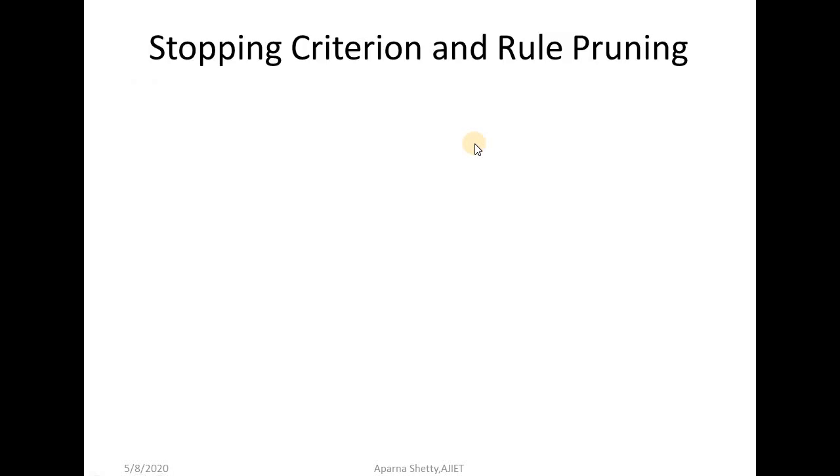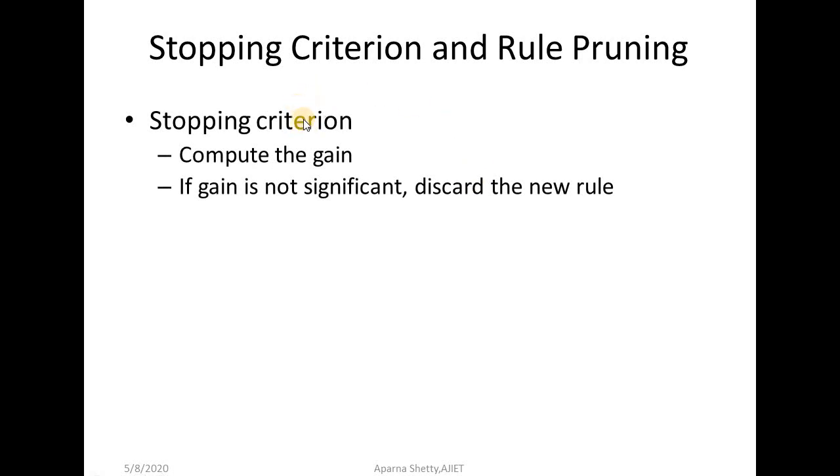Next topic is stopping criterion and rule pruning. So what is the stopping criterion? For the stopping criterion, we need to compute the gain. If the gain is not significant, then we will discard the new rule. So we compute the gain for that rule, and if that gain is not significant enough, then we can discard that new rule.